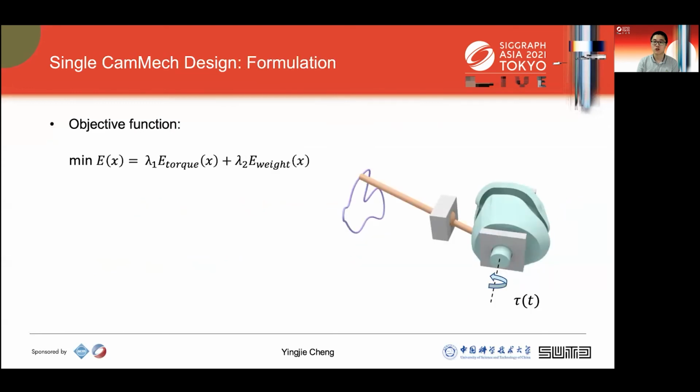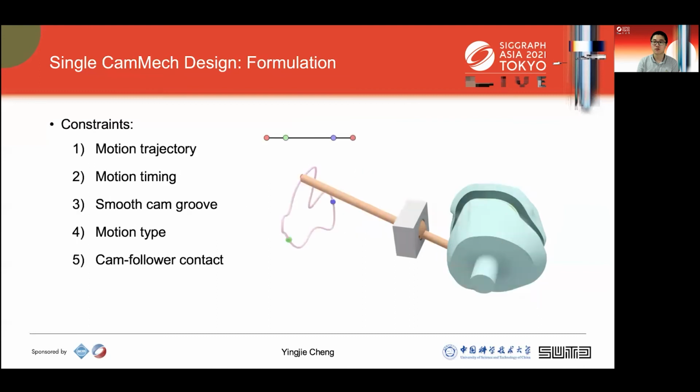The objective function is composed with 2 parts, torque and weight. We want to drive the cam with a small motor, so we need to minimize the required torque. At the same time, we want to reduce the manufacturing cost, so we include the weight of the cam in the objective function. It has several constraints.